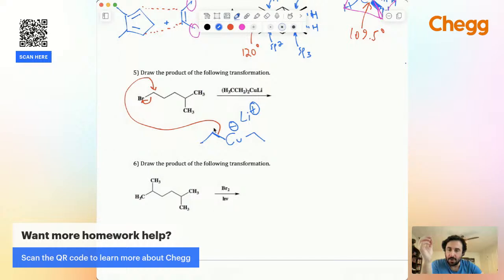because then it neutralizes. So this ethyl carbanion nucleophile is going to attack this carbon, just do a regular SN2, kick off the bromine, and we're going to get, so here's the product.